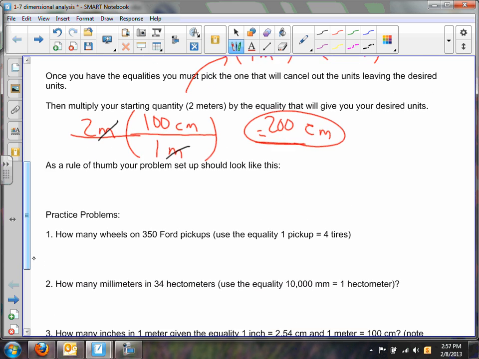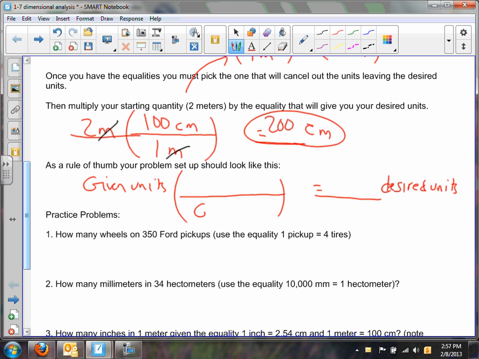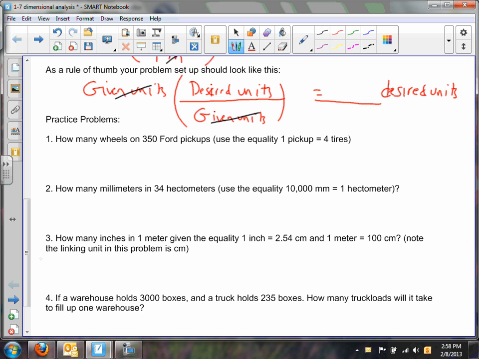So typically when you do these types of problems, you're going to have given units, and you're looking for the desired units, and your conversion will have whatever your given units are on the bottom and the desired units on the top. That way these units will cancel out and you're left with what you're looking for. Some examples of dimensional analysis.